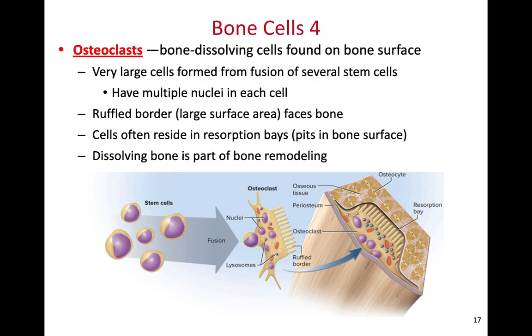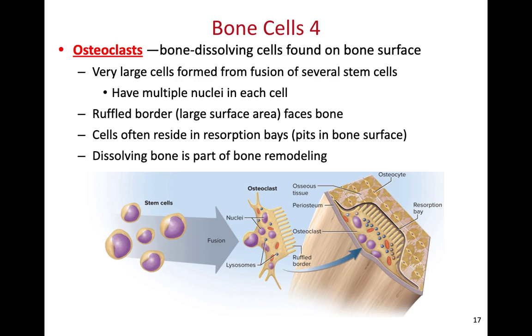Our next cell type is the osteoclast. And we haven't talked a lot about the clasts yet. Clast is a root word that's associated with destroying or dissolving. So what's the purpose of an osteoclast? It's going to destroy and dissolve extracellular matrix. This is part of the natural remodeling process.